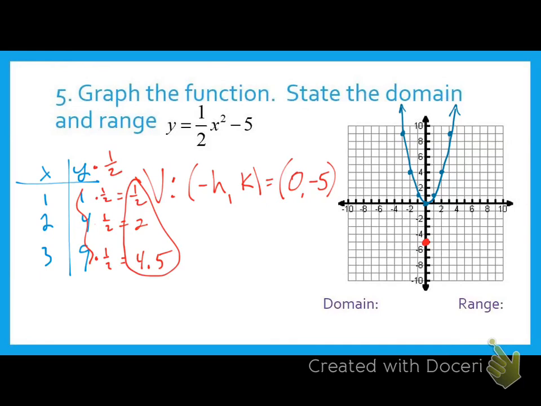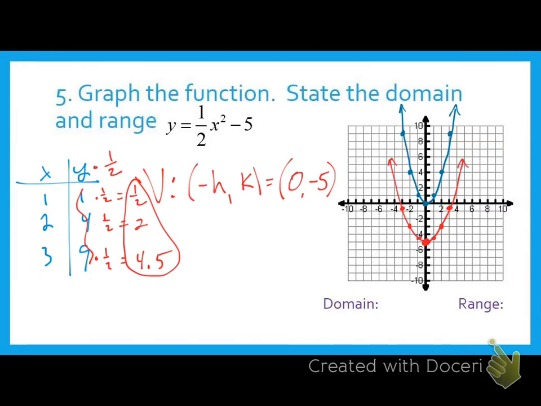That means that from the vertex, if I walk over 1, I got to go up 1/2. So my new point is going to be here. If I go back to the vertex, if I walk over 2, I have to go up 2. Go back to the vertex. If I walk over 3, I have to go up 4.5. So go up 1, 2, 3, 4.5. And we're right there. You can mirror image those points and then draw in your parabola.